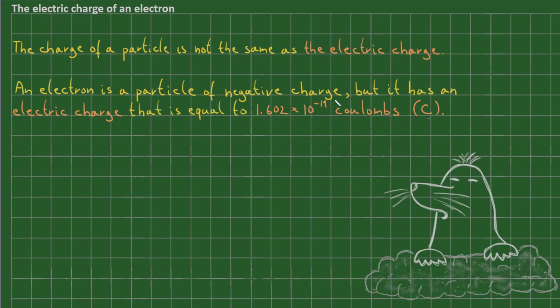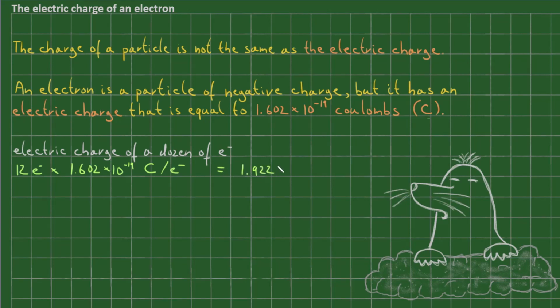All right, now because the charge of a single electron is so tiny, it is rather difficult to measure it. What about a charge of a dozen electrons? A dozen stands for 12, so I could say 12 electrons multiplied by the charge of a single electron. And that will give me 1.9224 times 10 to the negative 18 coulombs. It is still a rather tiny value.